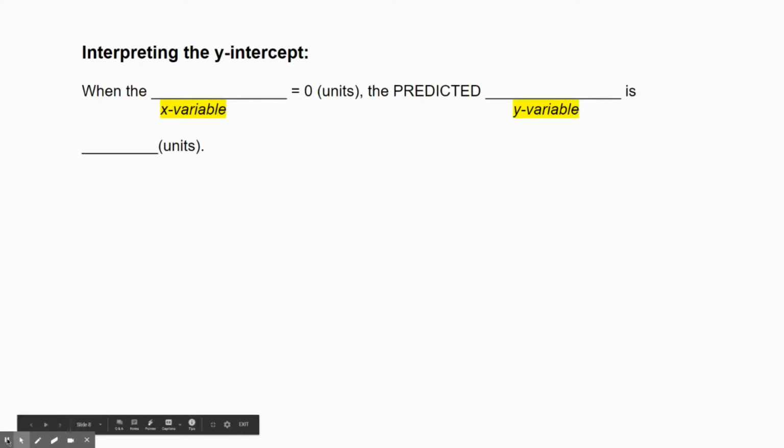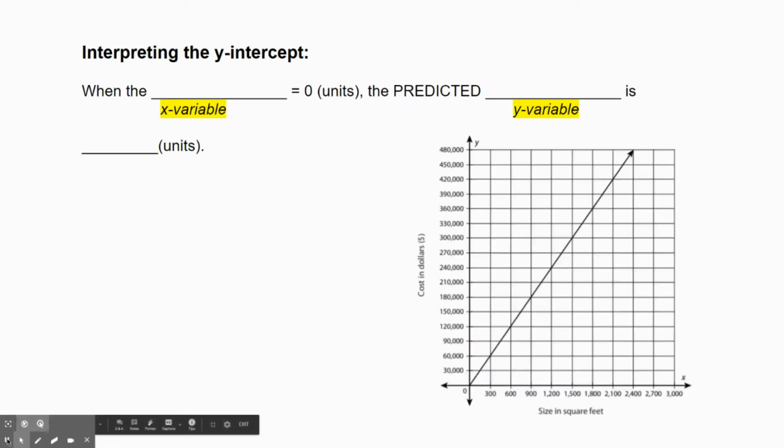So how do you interpret the y-intercept? Well, it's got its own little formula too. And remember, a y-intercept is when x is equal to 0. So we're going to be putting the context of our x variable, our explanatory variable, in right there. When the explanatory variable is equal to 0, then the predicted, whatever that y variable is, will be so many units.